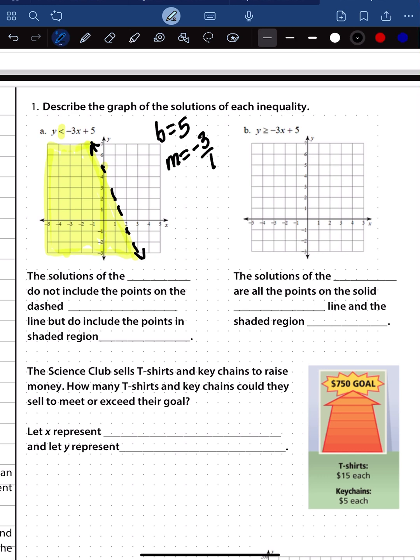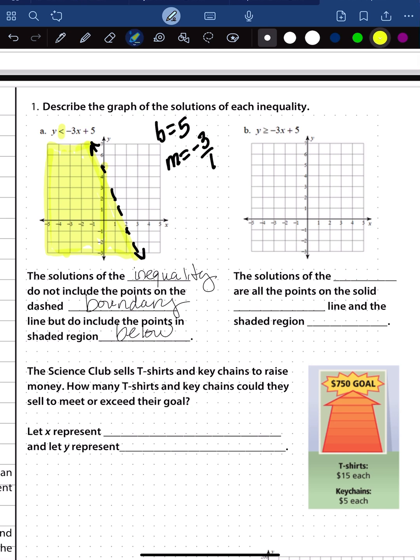So the solutions of the inequality do not include the points on the dashed boundary line, but do include the points in the shaded region below.